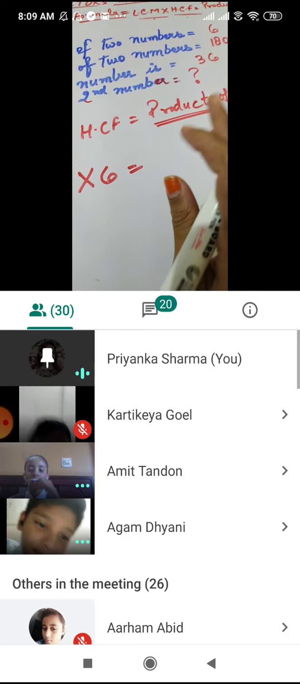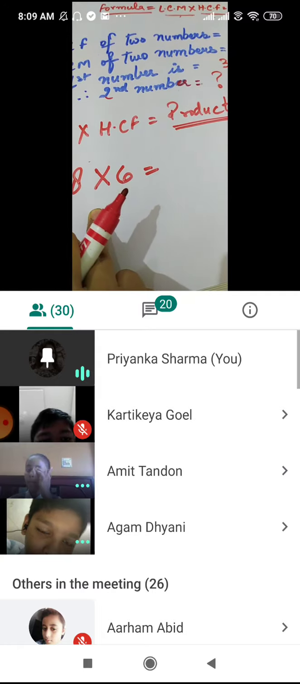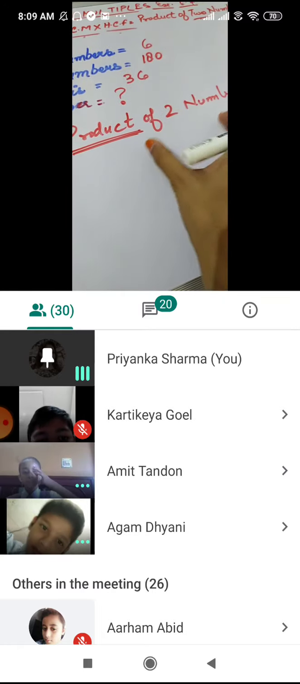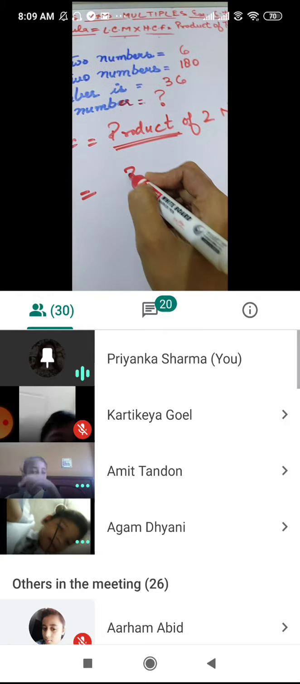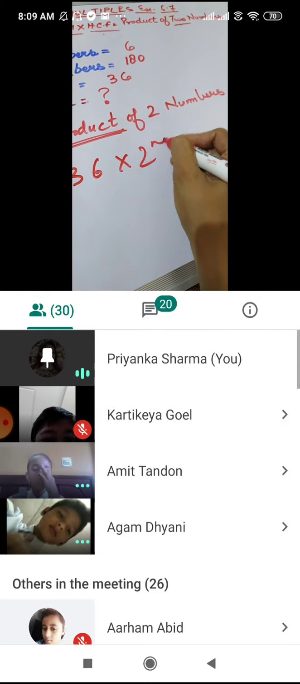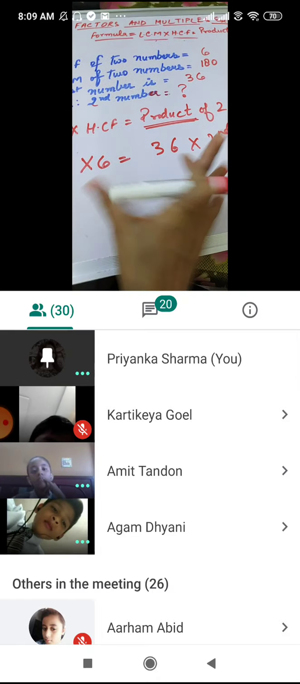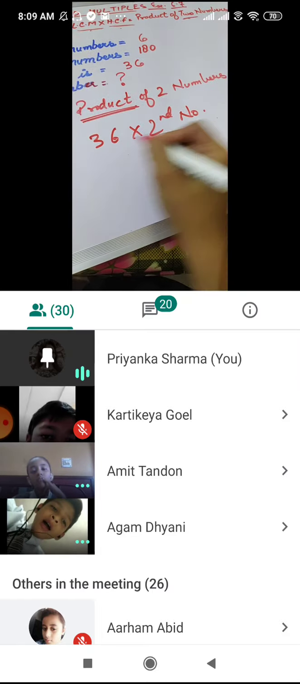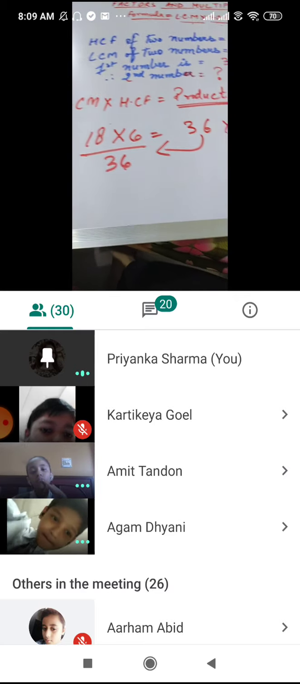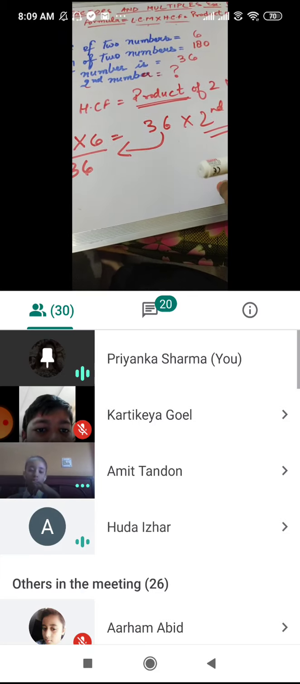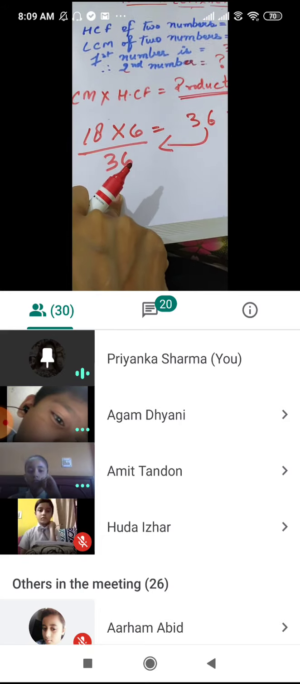Then we have to write the first number here. So let me explain how the first number is coming down. Product of two numbers. Product means multiplication. Two numbers means one number is 36 into the second number. This is the formula. Now to find out the second number, we bring this number down. That is 36. That's why the first number comes in the denominator.